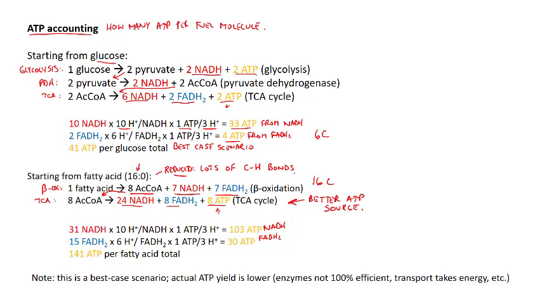All right, now keep in mind this is a best case scenario once again. The actual ATP yield is lower. The general rule of thumb is that under normal conditions you'll get about 32 ATP per glucose. And the reason for that is because there's inefficiencies. Some of our enzymes are not 100% efficient, especially ATP synthase. You also have to transport ATP out of the mitochondria and ADP into the mitochondria, and that ends up costing you a little bit of energy.